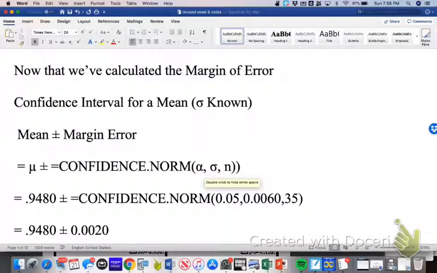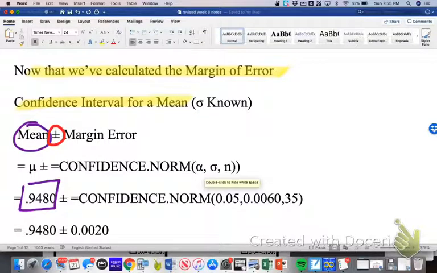Okay, so now we've calculated that margin of error using Excel. So we just did this part. In order to figure out what the confidence interval is, you have to take the mean. In that case, our mean was 0.9480, and that was given to us in the problem. And this plus or minus that you often see in stats books means the higher end of your interval is going to be the mean plus the margin of error we just found in that first step. And the lower end of your interval is going to be the mean minus that margin of error.